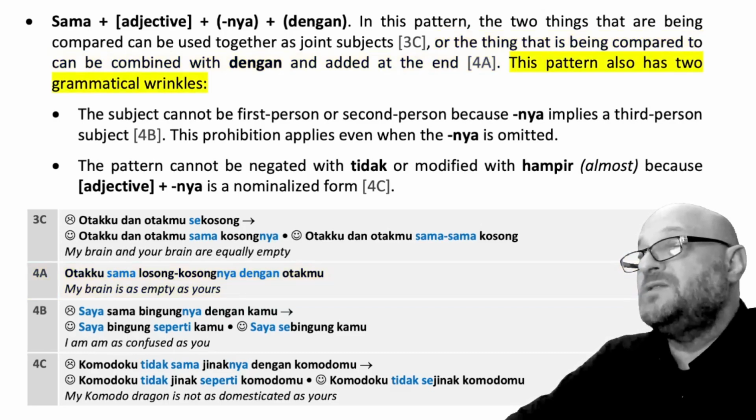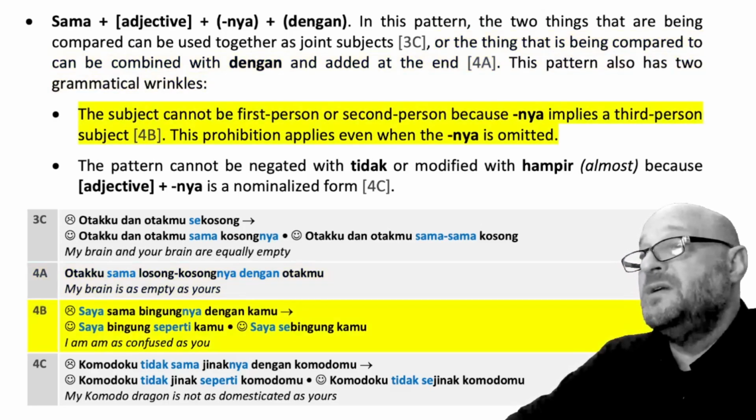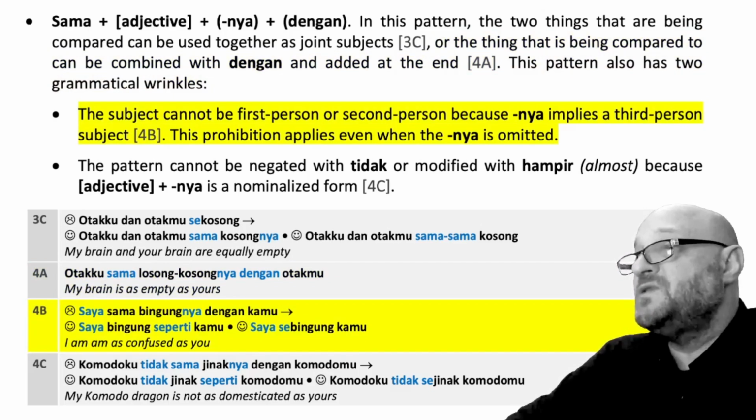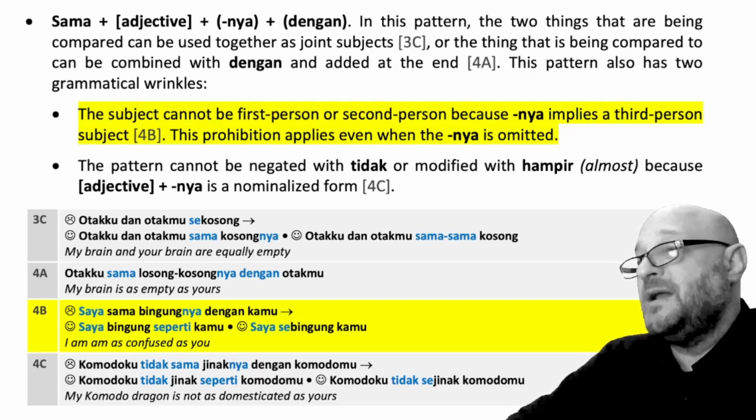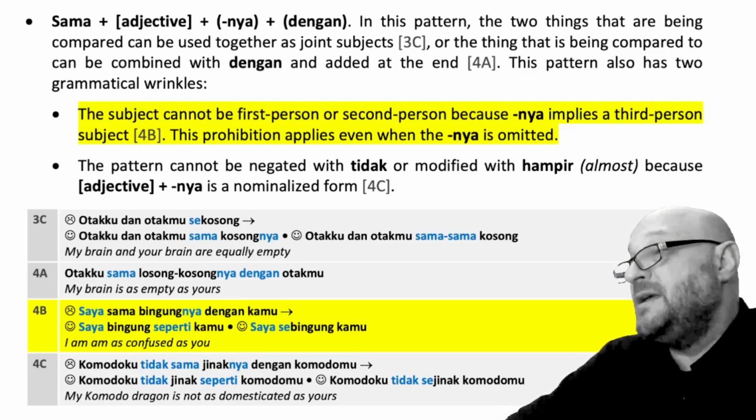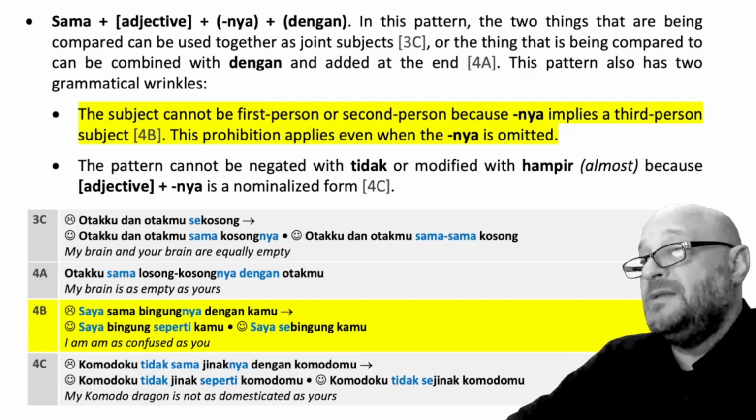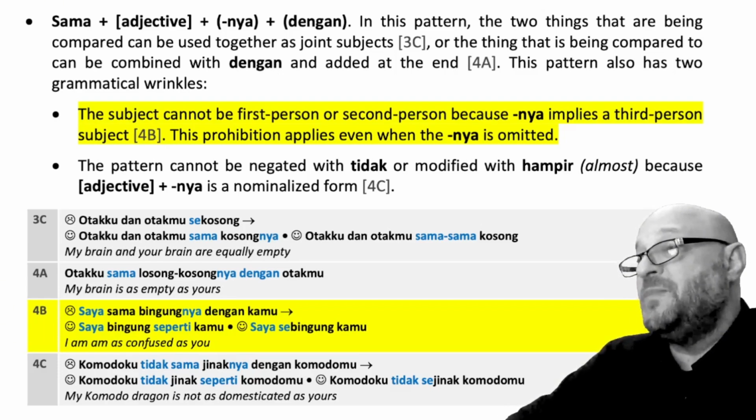This pattern also has 2 grammatical wrinkles. The subject cannot be first or second person because nya implies a third person subject. Example 4b, saya sama bingungnya dengan kamu. Sounds odd because nya doesn't correspond to saya. Instead, you'd say saya bingung seperti kamu or saya sebingung kamu. I'm as confused as you.